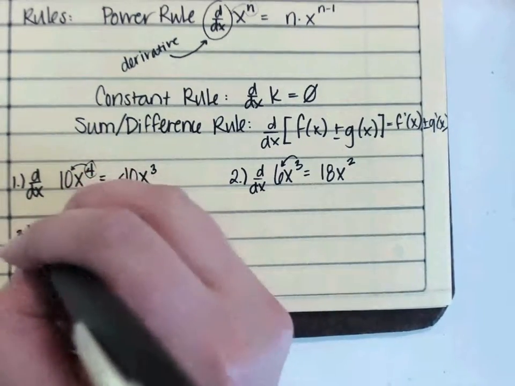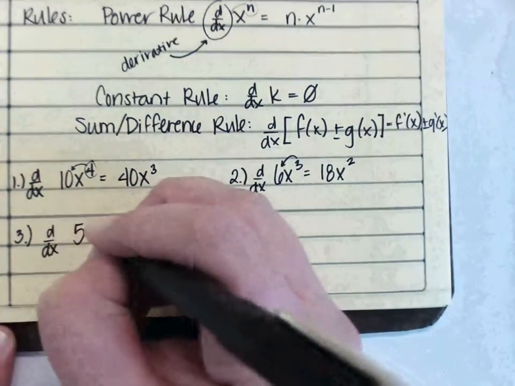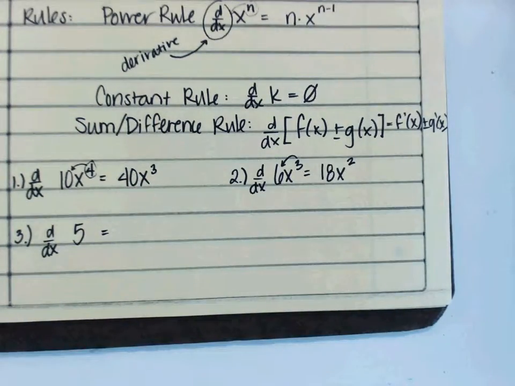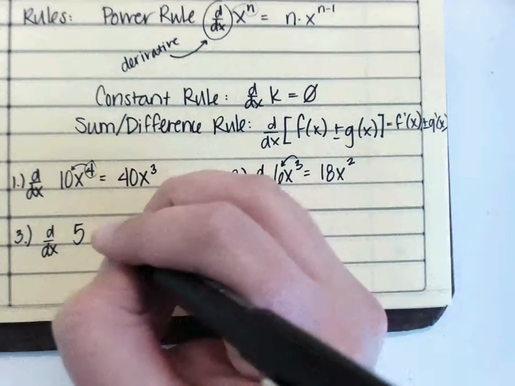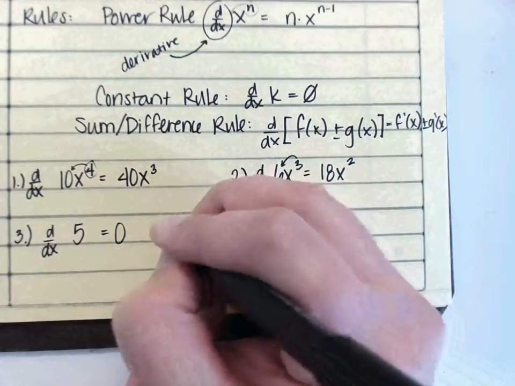d dx, remember that means derivative, of 5. Is that a power? No. That's a constant. Look at your constant rule. 0. Derivative of a constant is always 0. Now, let's say that you didn't know the rule and you want to know how to do it so you don't have to memorize the rule. This is what you would do.